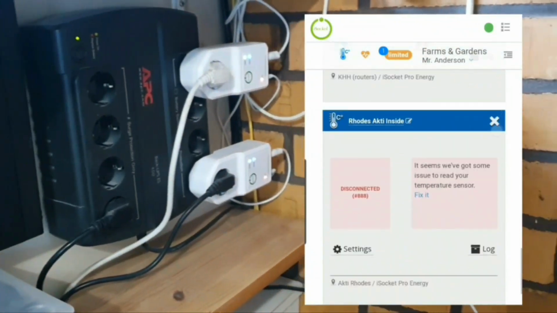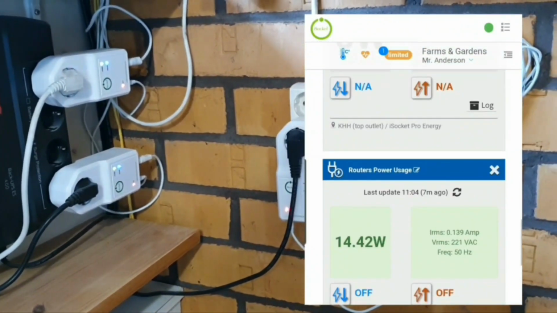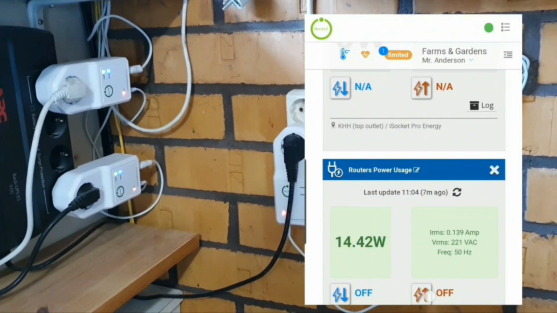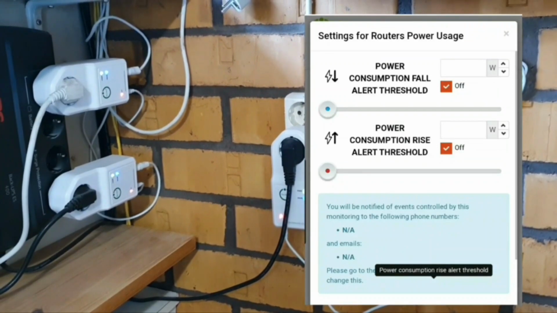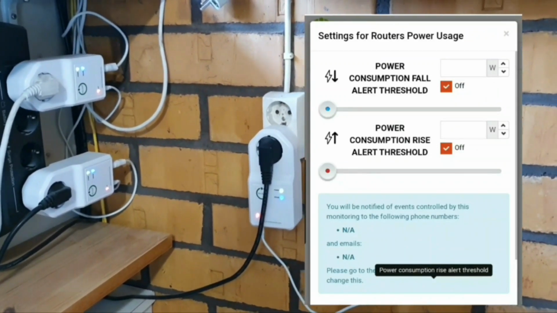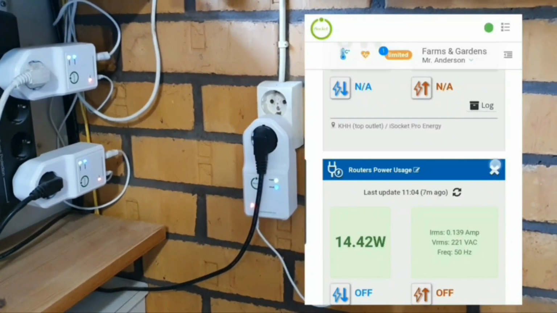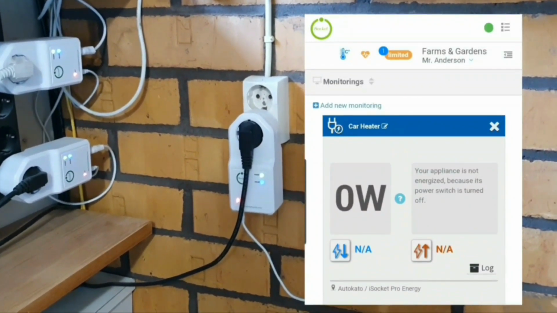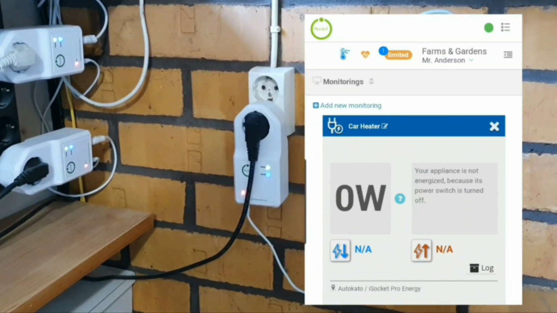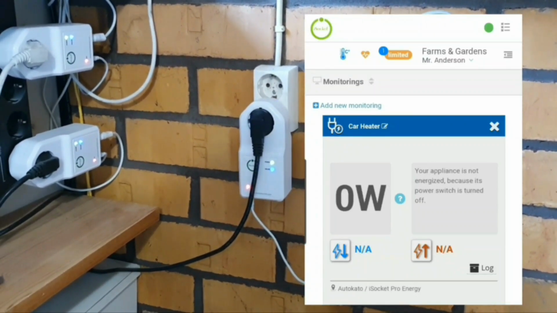Well, there is a special widget for this also. I don't have it here, but it's possible. Here you can get notifications when a specific power threshold is reached, either rise or fall. Okay, so here I can see that my car heater doesn't consume any power right now. That is about current power consumption monitoring.